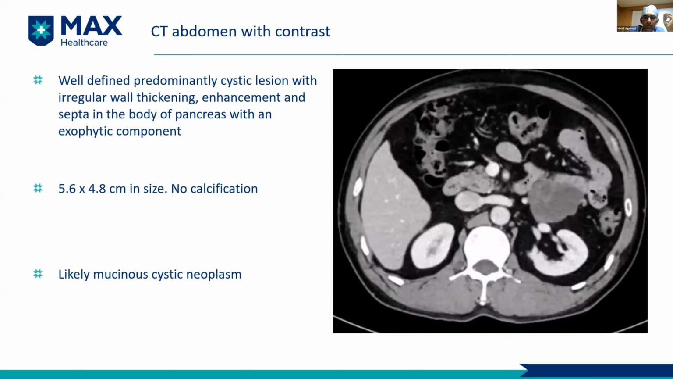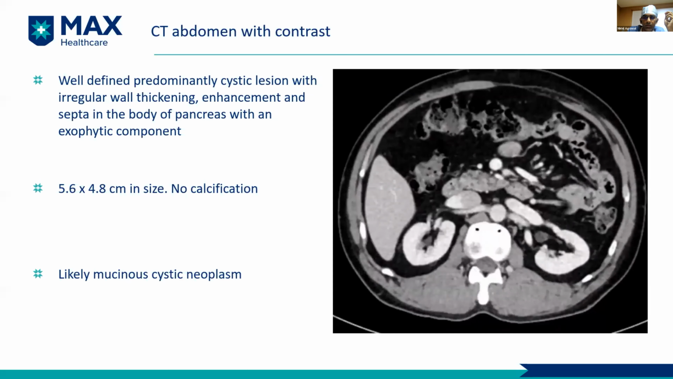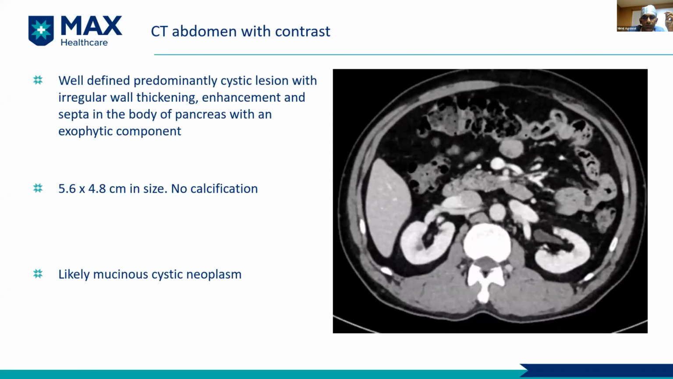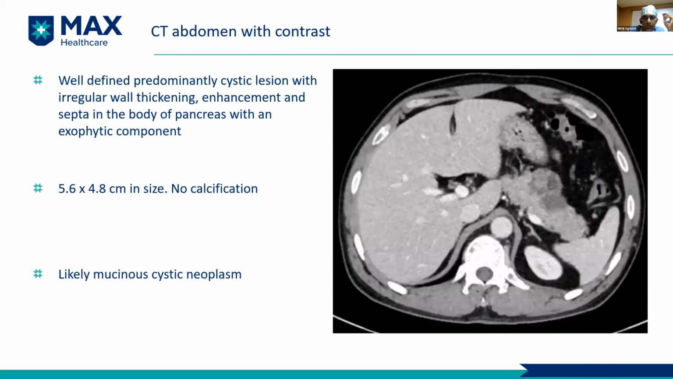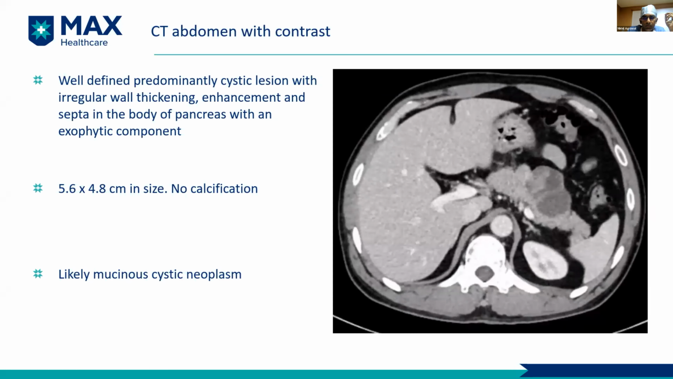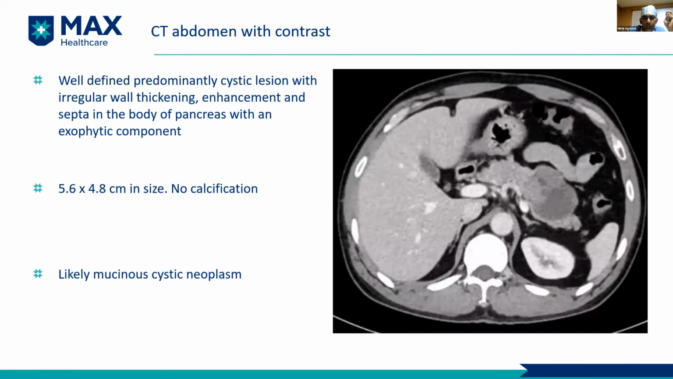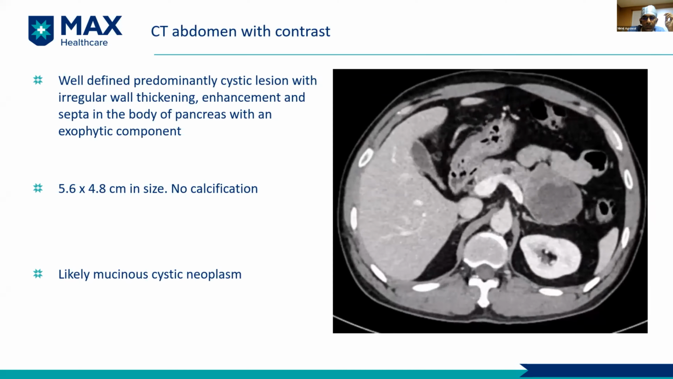Yeah, there are a few thin septations in the mass. The remaining pancreas looks fine. I'll just try to see the duct. The duct is not dilated. So there are a few small cystic spaces in the proximal pancreatic body.